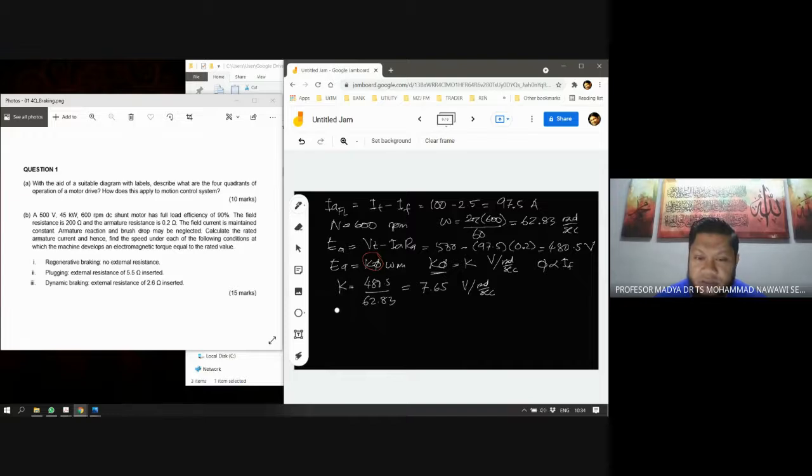Then we know that the electric torque equals K flux by IA, remember, as we had just now. Here we have replaced this with K, so it's K multiplied by IA, which is 7.65 by 97.5. That gives 745.9. And this is the electric torque, the motor electromagnetic torque.